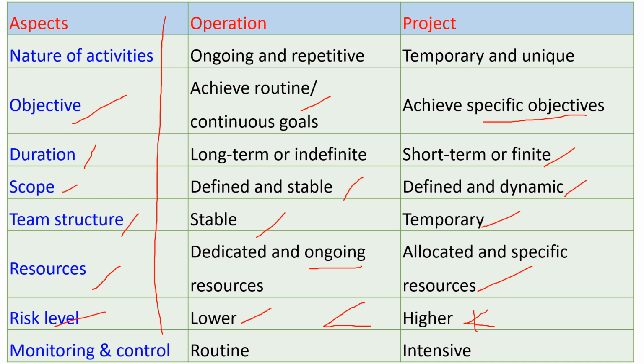In the case of monitoring and control, in the case of operation, there is a routine that is predicted, and in the case of project, there should be intensive monitoring and control because the risk is higher in the case of project than that of the operation. So these are the differences between the operation and the project.